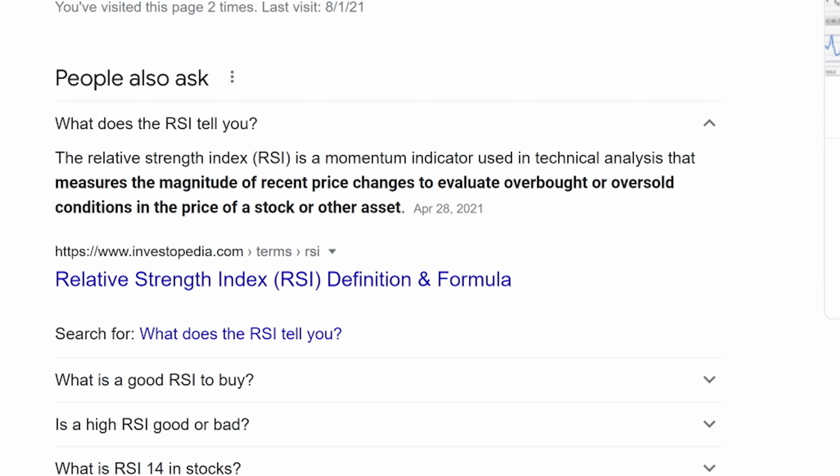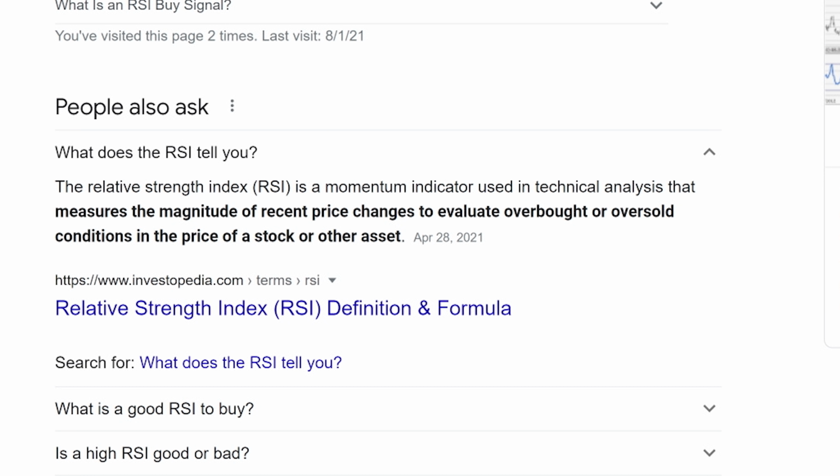We also want to look at RSI. Now, what is RSI? RSI is a relative strength index, and it's a momentum indicator used in technical analysis that measures the magnitude of recent price changes to evaluate overbought or oversold conditions in the price of the stock or other assets. Also, I want you guys to keep in mind that the MACD is a lagging indicator where the RSI is a leading indicator.